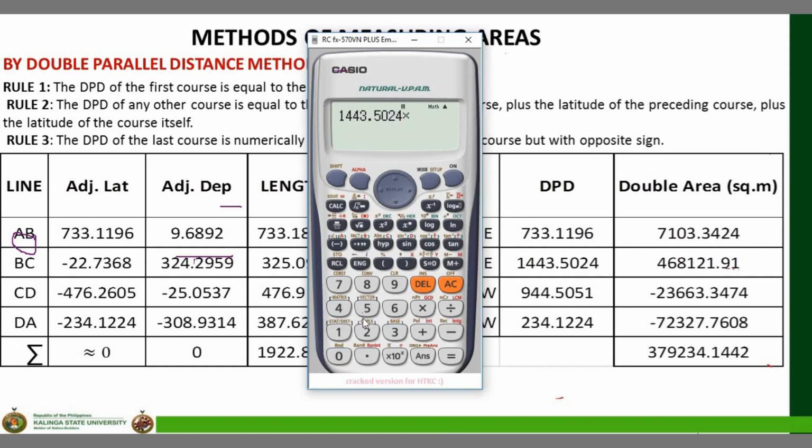The double area for BC, that is equal to 1443.5024 multiplied by the departure 324.2959, which is equal to 46812.91. The double area for CD is equal to 944.5051 multiplied by negative 25.0537, that is equal to negative 2363.3474. Double area for DA, that is 234.1224 multiplied by the departure, negative 308.9314.